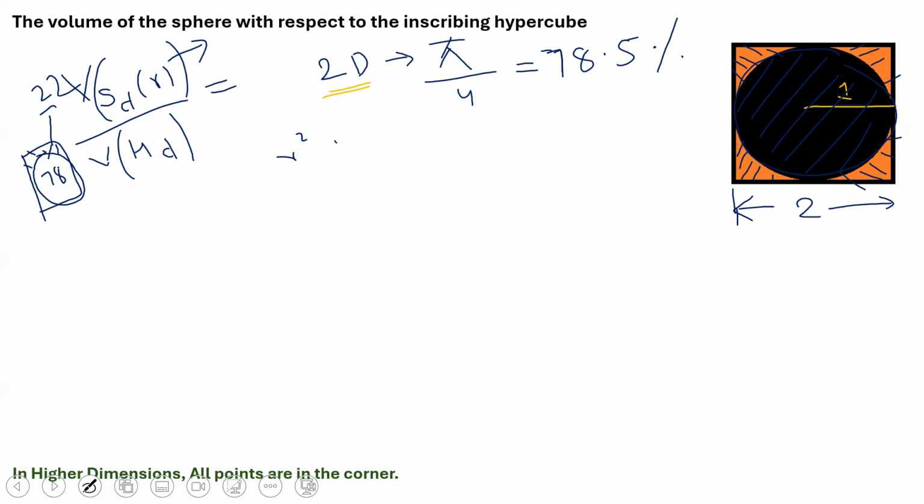Let's go back to 3D. In 3D, what is the formula for the volume of a sphere? 4 by 3 pi r cube, right? R is 1, so 1 cube is nothing but 1.